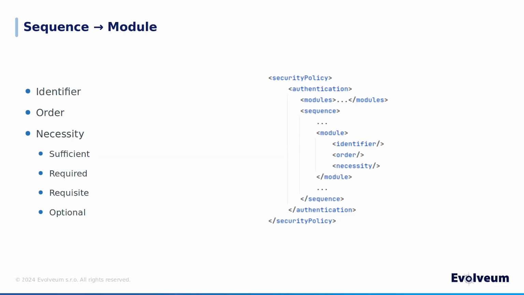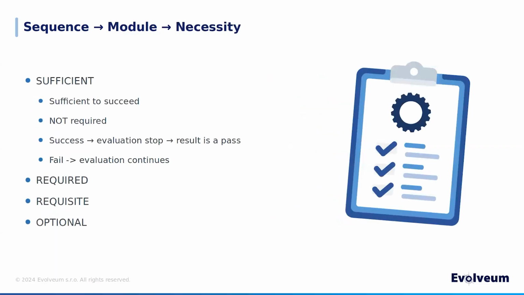The order attribute is the order number of the module. The modules are sorted according to this number. For parallel evaluation, the modules must have the same order. The last important attribute is the necessity. Specify whether the module is mandatory or optional. Supported levels of necessity are sufficient, required, requisite, and optional.